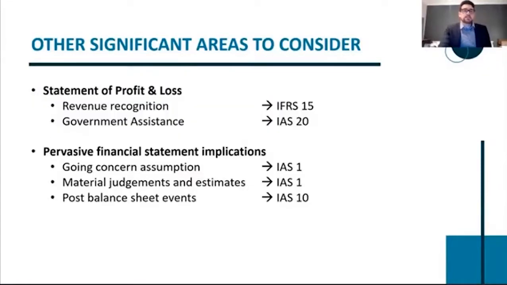If you're going over to other areas to look at, in the statement of profit and loss, it will be your revenue recognition within IFRS 15 that can get impacted. Also, if you get government assistance, certain loans you might get from the government, IAS 20 will then definitely play a part. Then, if you look at other pervasive areas in the financial statements, the going concern assumption in IAS 1, material judgments and estimates under IAS 1, very, very important, and getting even more important under this pandemic, and then also post-balance sheet events.